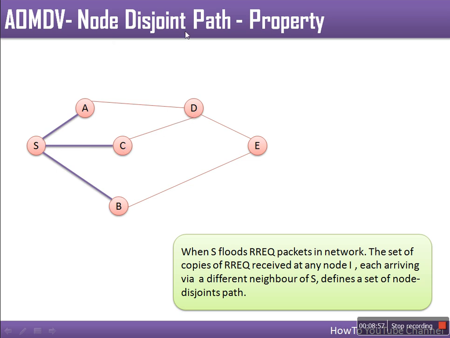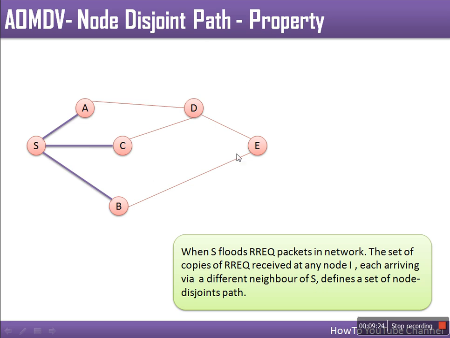So what is a node disjoint path? In a node disjoint path, except source and destination, no nodes are in common. So if we consider these two paths, S, A, D and S, C, D, except S and D, the source and destination, no other nodes are common. So this property is used to achieve node disjoint paths.